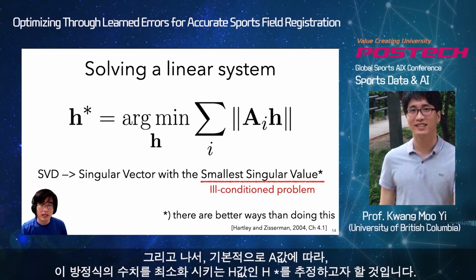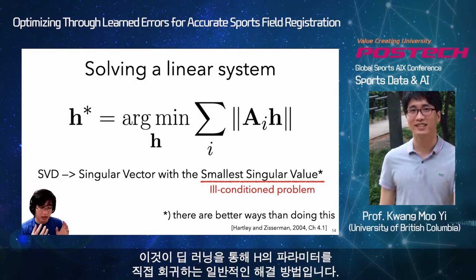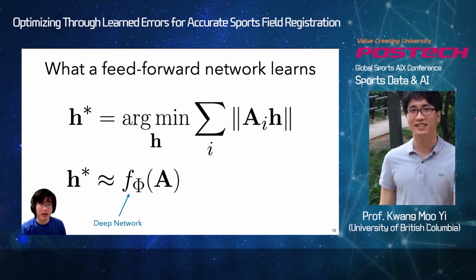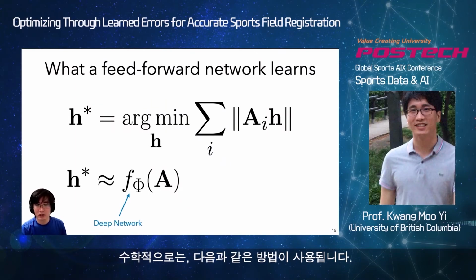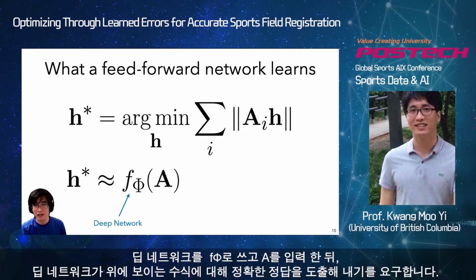And then basically, you're going to try to estimate how H star here, which is the H that minimizes this equation, changes according to how you change A. That's basically what you're trying to do with deep learning methods that learn to directly regress the parameters of H, which is the common way to solve this. So mathematically, you're doing something like this. You have a deep network, let's say we write that as a function f with parameters phi, and then you put in A, and then you want to have this deep network spit out the correct answer that corresponds to what you have above.